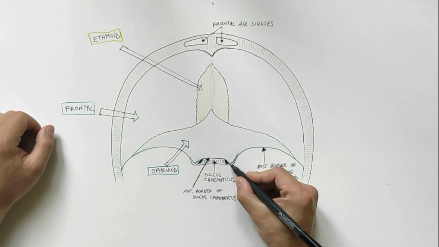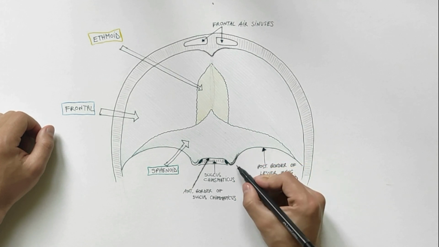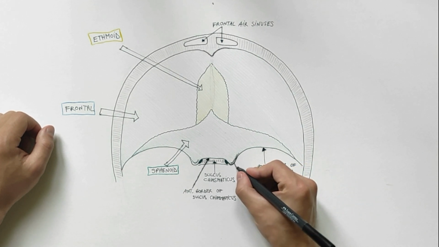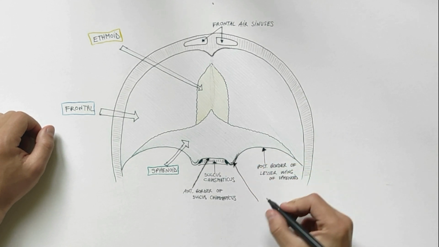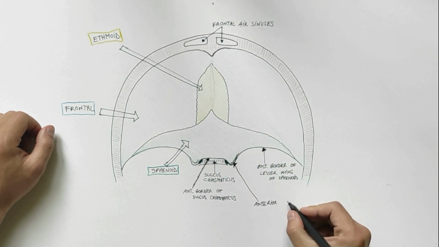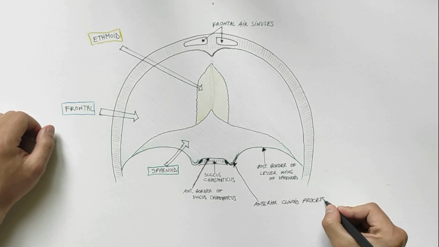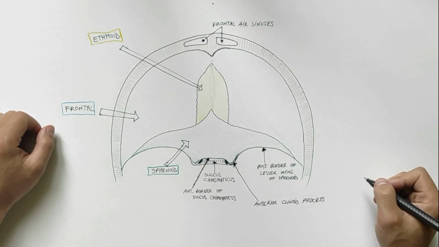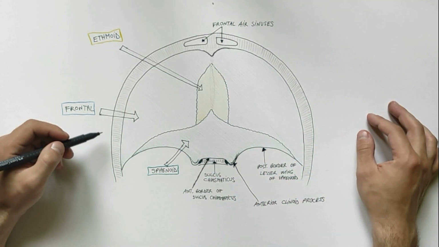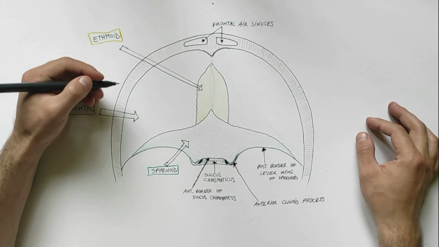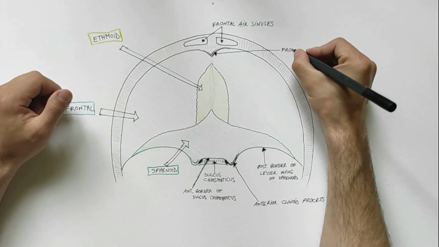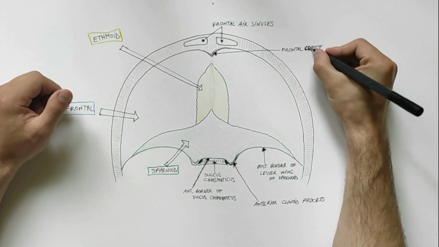At the junction between the posterior border of the lesser wing of sphenoid and the anterior border of the sulcus chiasmaticus, the anterior clinoid process is present. The anterior cranial fossa presents the following features. In the median region, from before backward, these are: the frontal crest, which is a vertical crest on the inner aspect of the frontal bone.